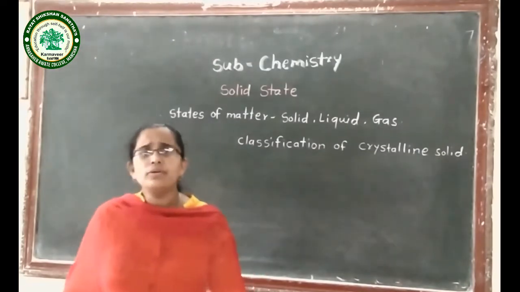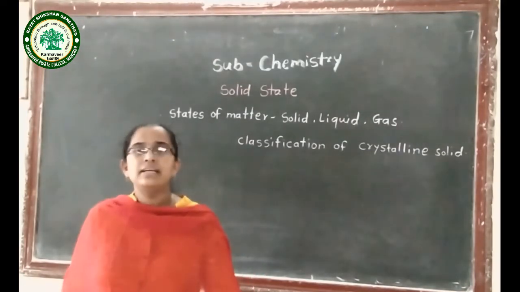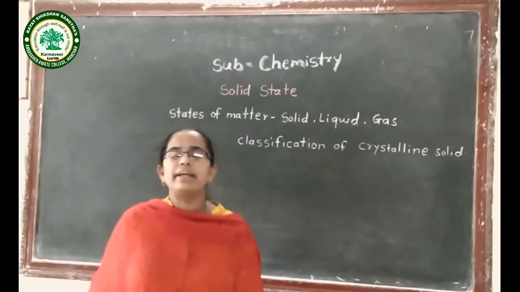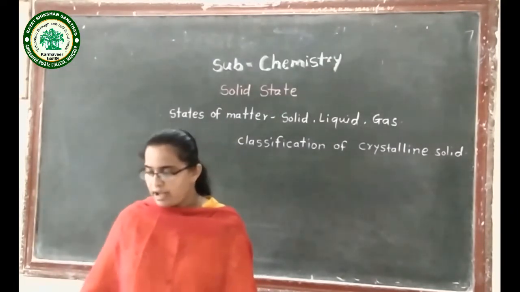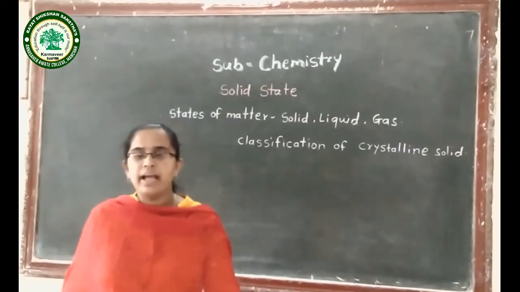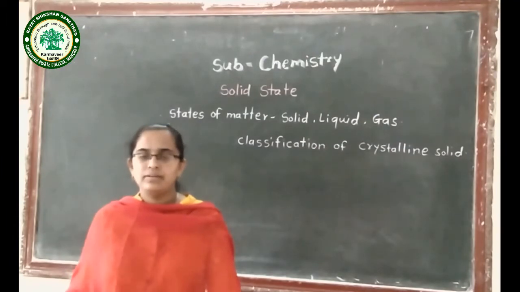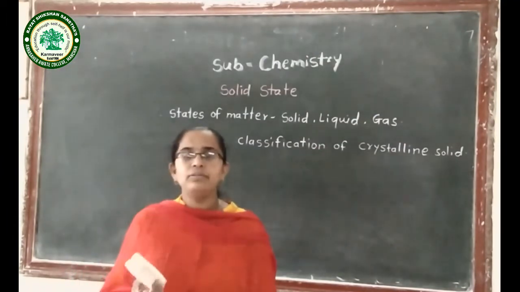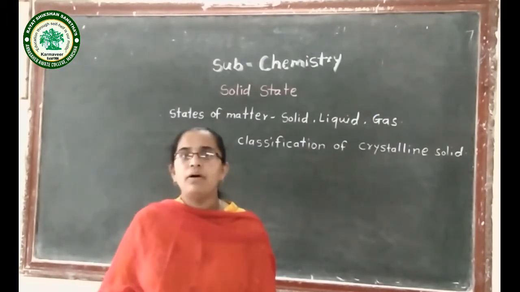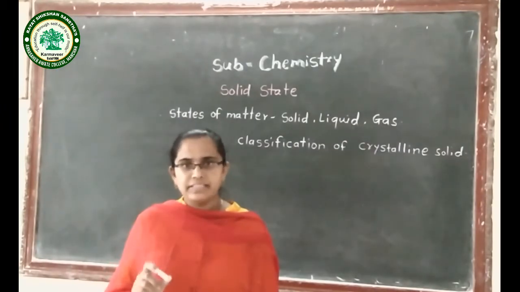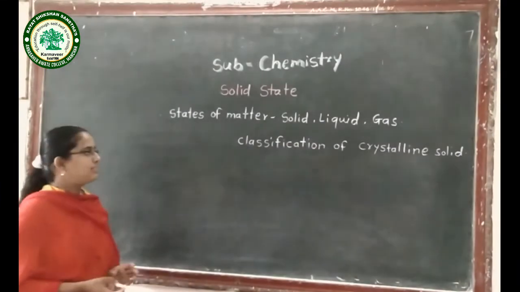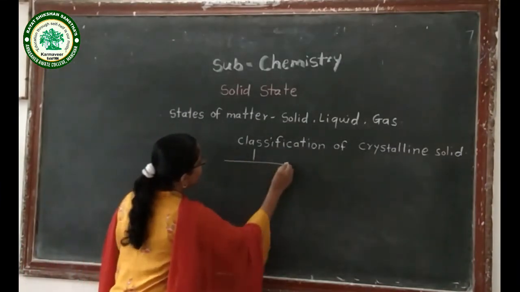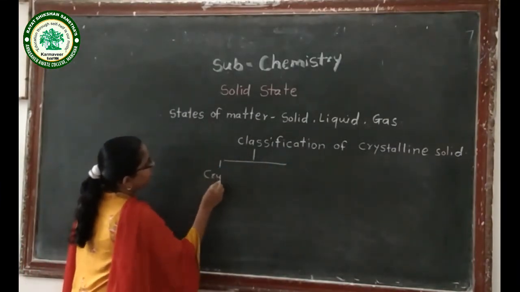And force of attraction between solids: there is a strong force of attraction between solids. They have sharp melting point and particular shape, like this duster has a rhombohedral shape, or chalk has a particular shape. But solids are classified into two types, that is crystalline solid and amorphous solid.